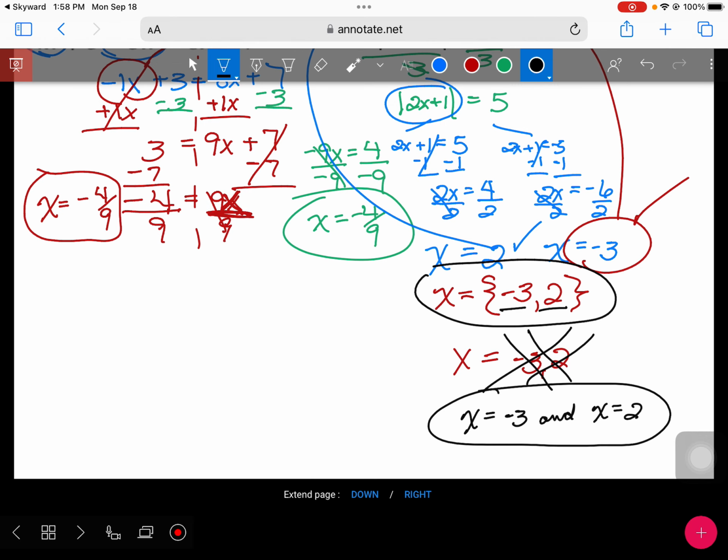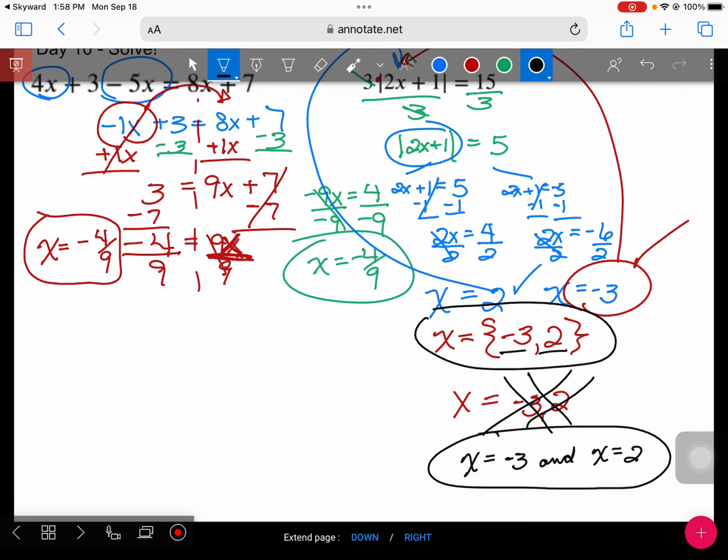Could you also do x equals and do little brackets? Brackets, braces? Yes.